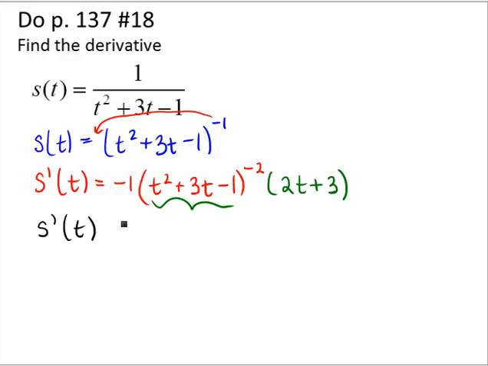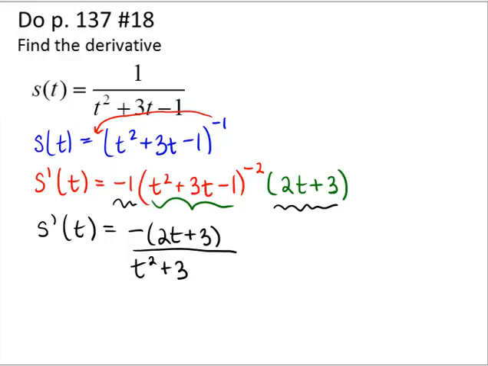So when I simplify it, I'll go ahead and say this is a negative. I'm getting that from right there. I'm going to put my 2t plus 3 out front. And then I'm going to go ahead and put this last part on the bottom of the fraction, because it is to the negative second power. So I have t squared plus 3t minus 1 to the second power. Now I could have gone ahead and distributed that negative through, but I'll leave it as it is.